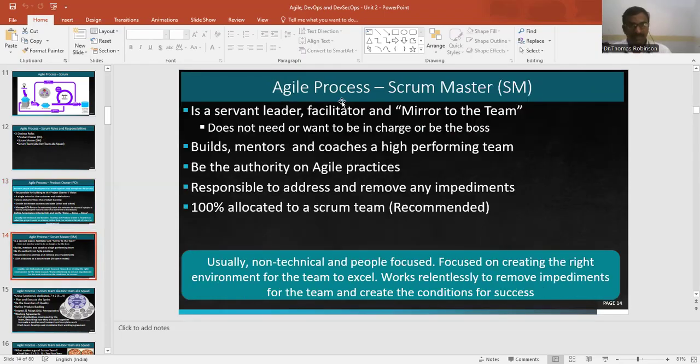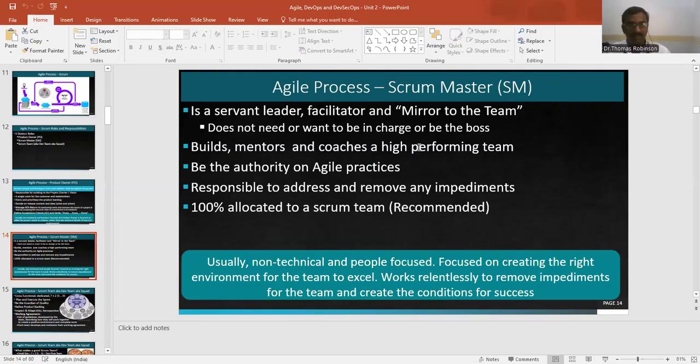The next one is known as the Scrum Master. He is a servant leader. We can describe him as a facilitator and a mirror to the team, meaning whatever happens is reflected back to the team. He does not need or want to be in charge or to be the boss. He builds, mentors and coaches a high performance team.